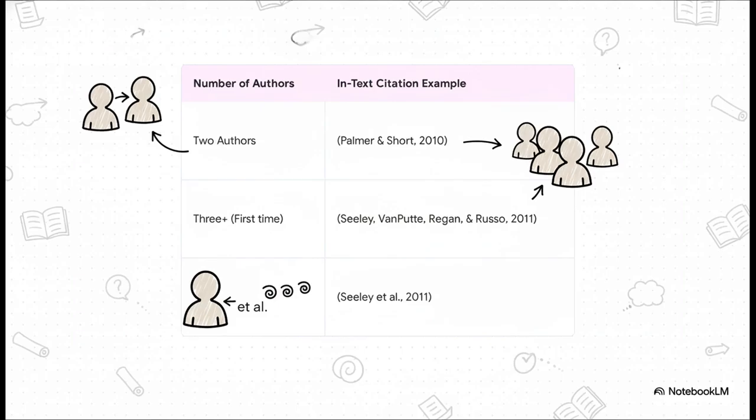Now, what happens when you have a source with multiple authors? The system has a really simple way to handle that too. If there are two authors, you always list both their names. But for three or more, you list all of them the very first time you mention them. After that, though, you get to use this handy little shortcut: the first author's name followed by et al. That's just Latin for and others, and it keeps your writing looking clean and uncluttered.